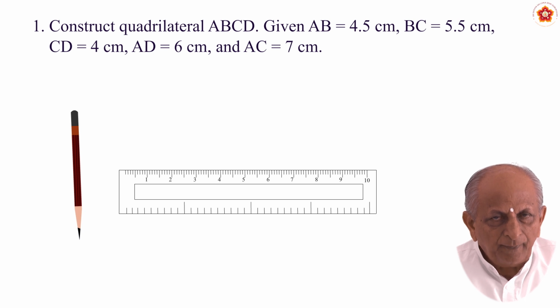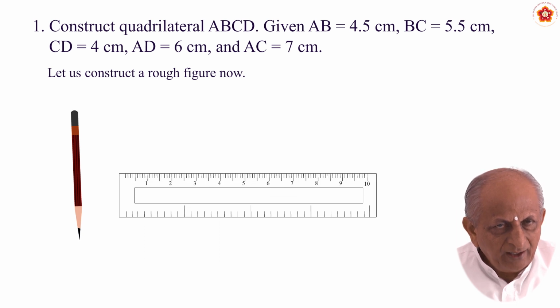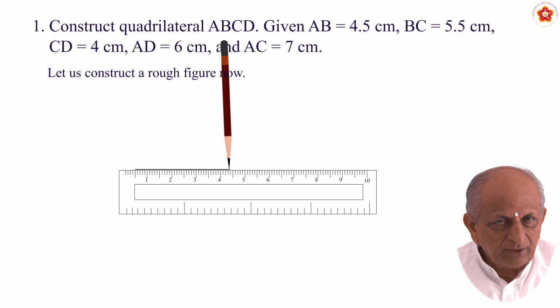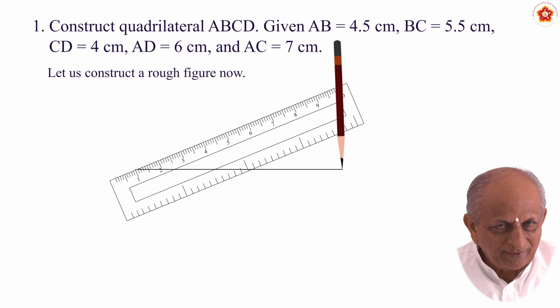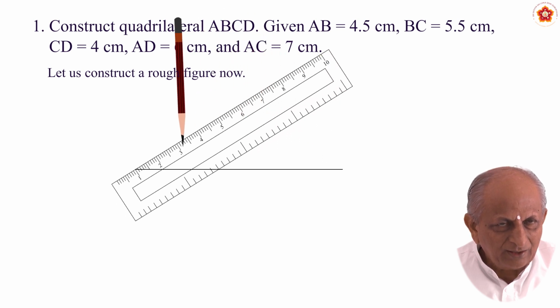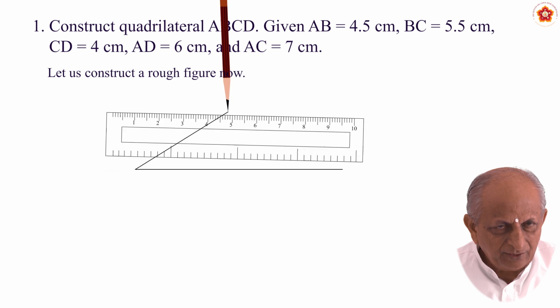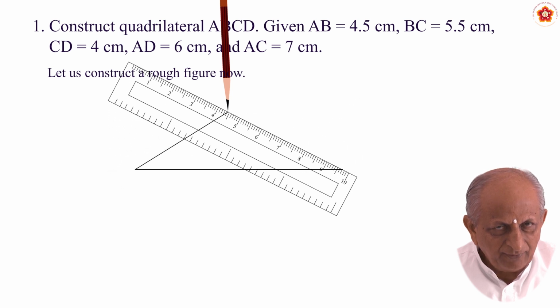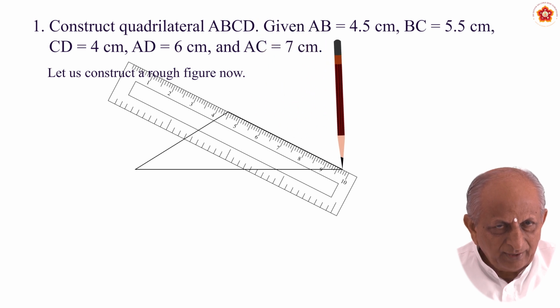Now construct a quadrilateral ABCD. Given AB is equal to 4.5, BC is equal to 5.5 centimeters, side CD is equal to 4 centimeters, side AD is equal to 6 centimeters, and diagonal AC is equal to 7 centimeters. So totally how many elements are there? 5 elements, 4 sides and 1 diagonal. Okay, come on. Now draw a rough figure. First take a pencil and keep it on near the scale. Draw a line of 7 centimeters. Okay, that will be diagonal.